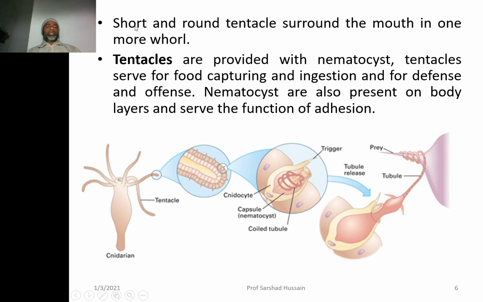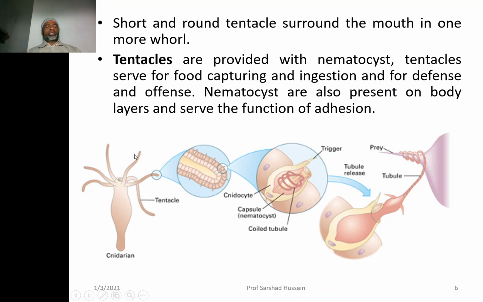They have short, round tentacles surrounding the mouth in one whorl or more whorls. You can see this is the mouth, then the short, elongated tentacles are present around the mouth. This picture is showing one whorl, only one circle of the tentacles. Sometimes there are few individuals in which many whorls of tentacles are there. One circle of tentacles around the mouth, then surrounded by another one, then surrounded by another one.